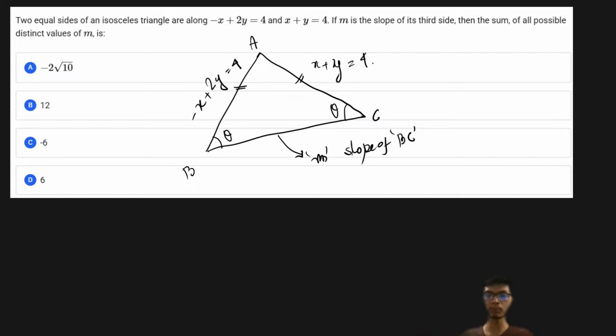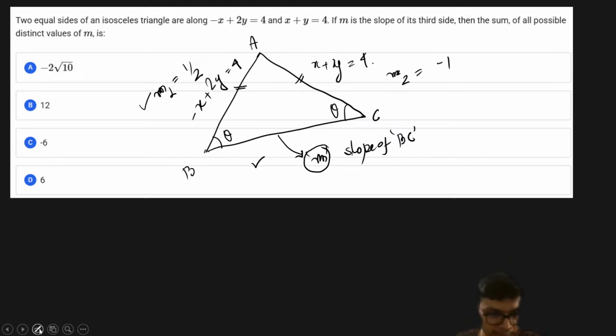So how to solve this problem? If you recall, from the equation of the straight line I can find the slope of the line AB, which is equal to 1 upon 2, and the slope of the line AC, which is given as minus 1. So if I have the slopes of the adjacent lines, I can simply find the angle between two straight lines. So what is the concept of the angle between straight lines?